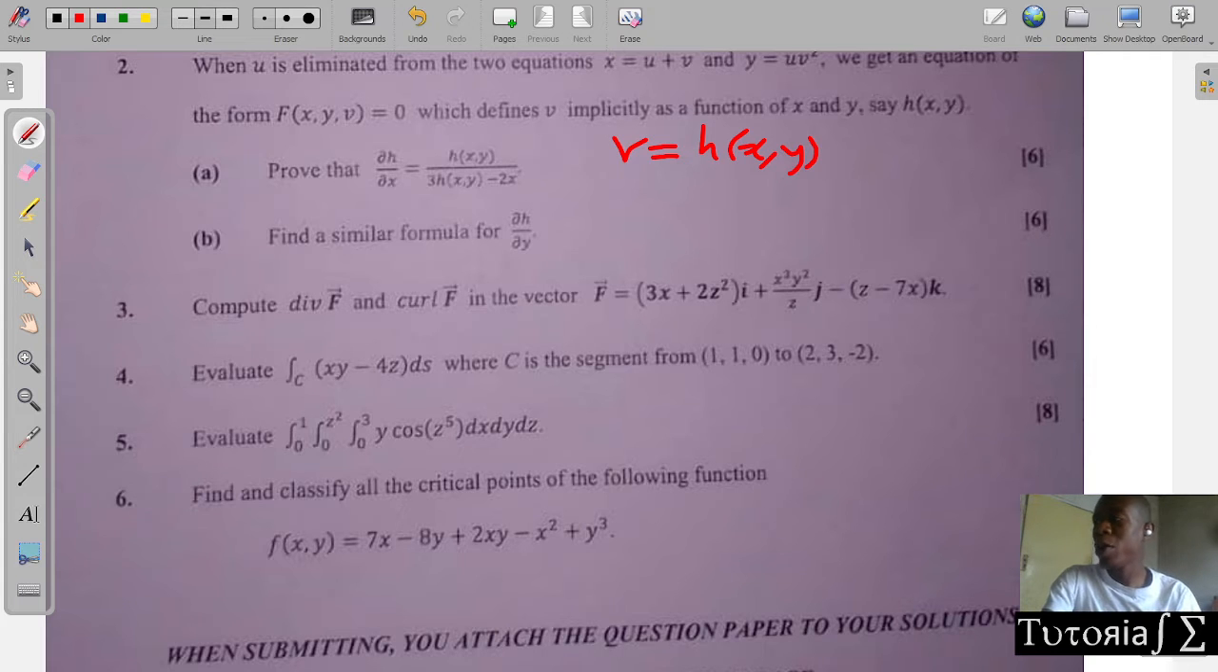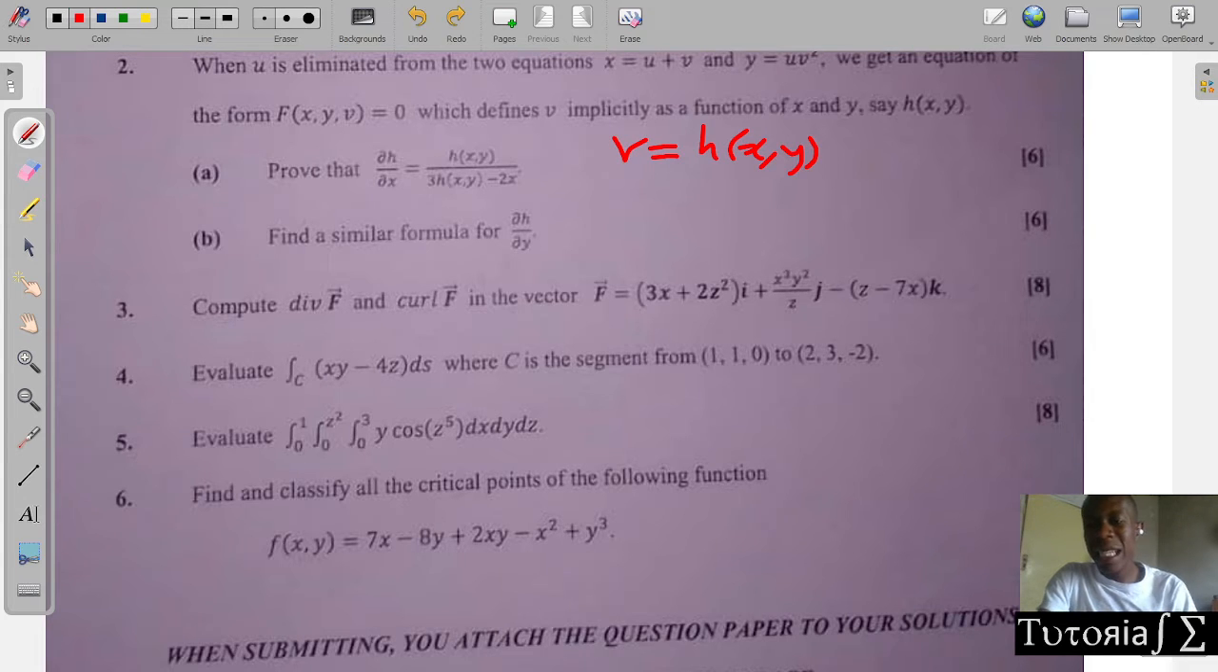So now this is very important. We need to put this on the back of our minds because it will be very helpful. So it defines v implicitly as a function of that. So that is v is equal to h of x comma y.